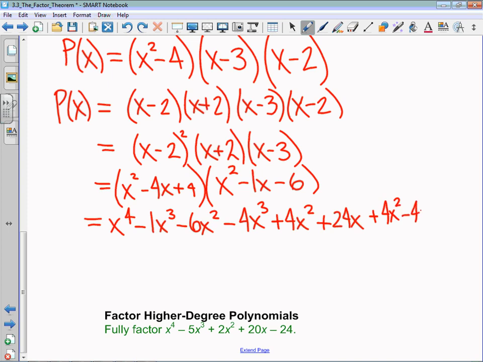Now when I collect my like terms, I have x to the power of 4 minus 5x cubed. I'm just going to cross them off as I go so I don't miss any. The x squareds, I have negative 6 plus 4 plus 4. So that's going to be positive 2x squared. That's this guy, and this guy. 24x minus 4x is positive 20x. And finally, the constant term sneaks in there.